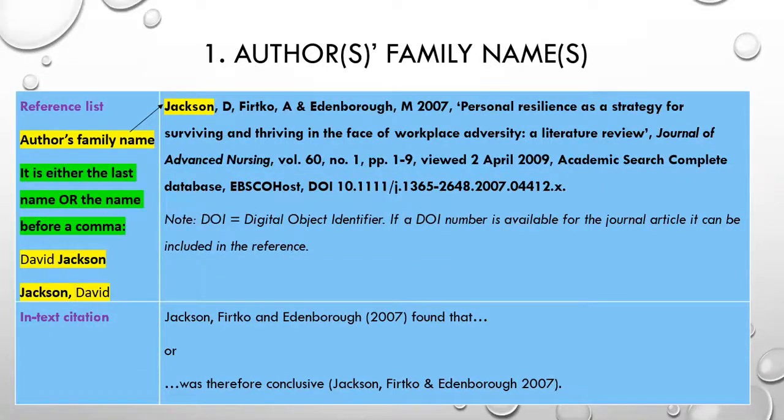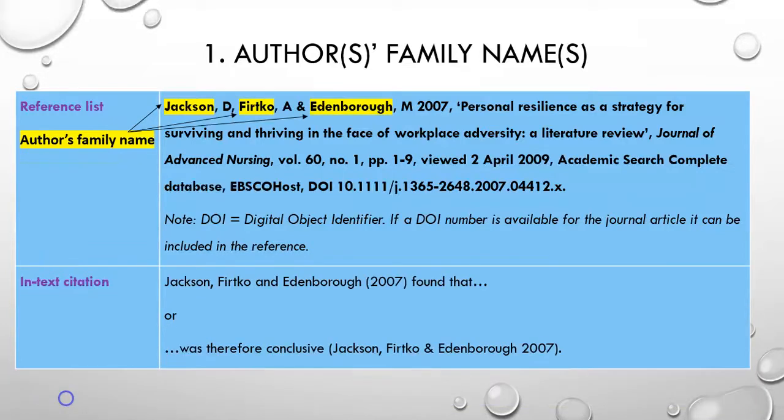Firstly, we start with the author's family name. If you're not sure how to find the author's family name, it is either the last name for that person, or it is the name before a comma. So we write Jackson here as the author's family name. But there are actually 3 authors, so we always write each author's family name.